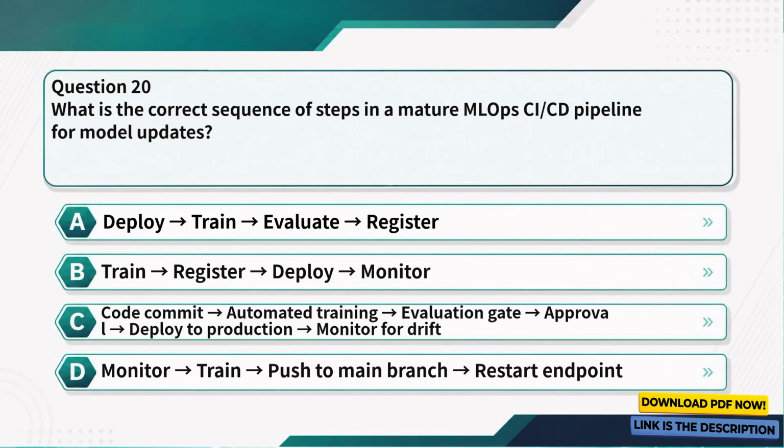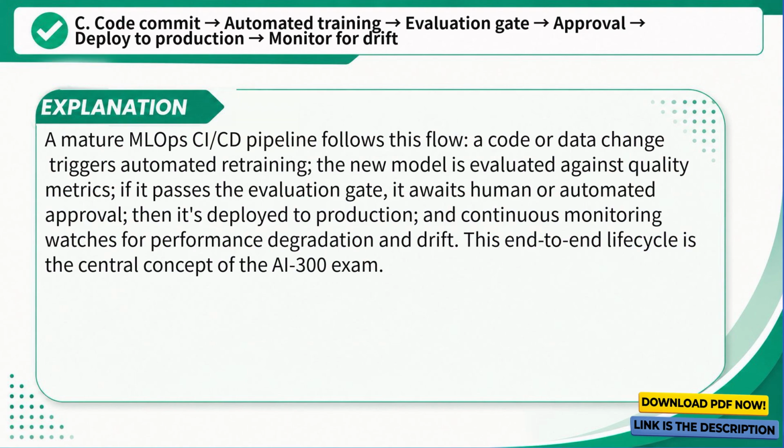Question 20. What is the correct sequence of steps in a mature MLOps CI/CD pipeline for model updates? A. Deploy, train, evaluate, register. B. Train, register, deploy, monitor. C. Code commit, automated training, evaluation gate, approval, deploy to production, monitor for drift. D. Monitor, train, push to main branch, restart endpoint. Correct answer: C.